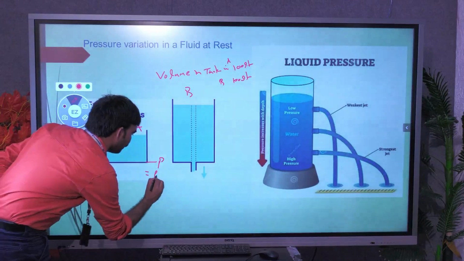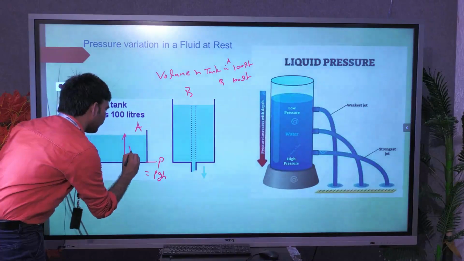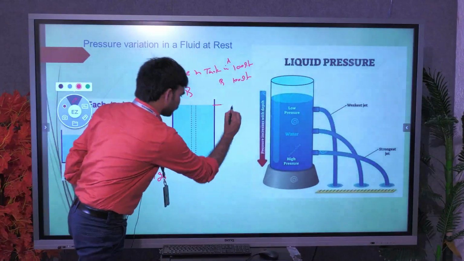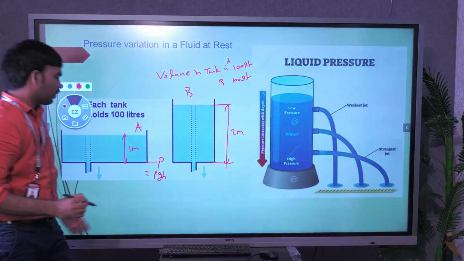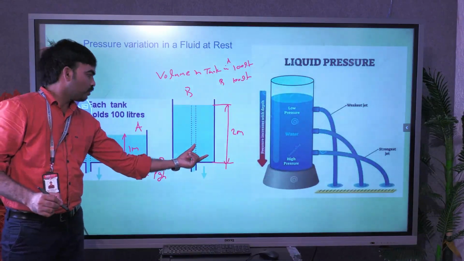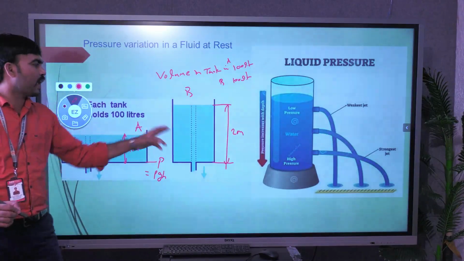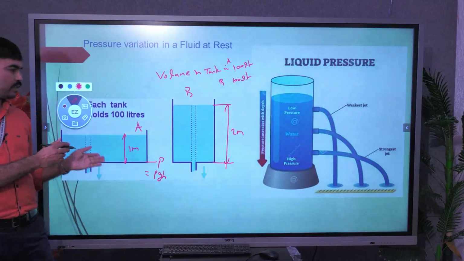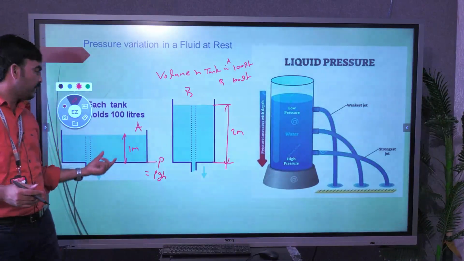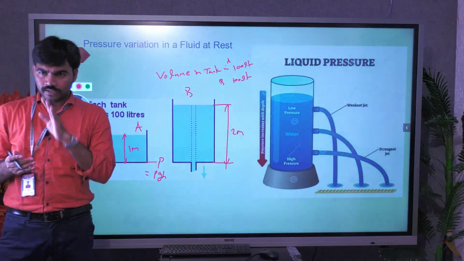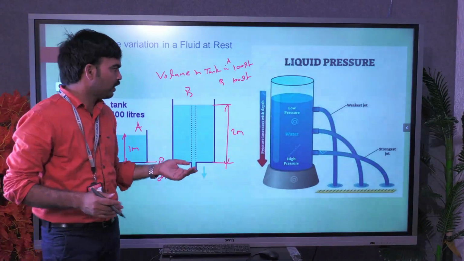The formula is rho g h, right? For example, this height I can say 1 meter. This height of the fluid is 2 meters. So now I will get twice the pressure in tank B than tank A. Even though both tanks have the same volume of 100 liters, the pressure at tank B is more than the pressure at tank A, because it is independent of the mass of the fluid or volume of the fluid.